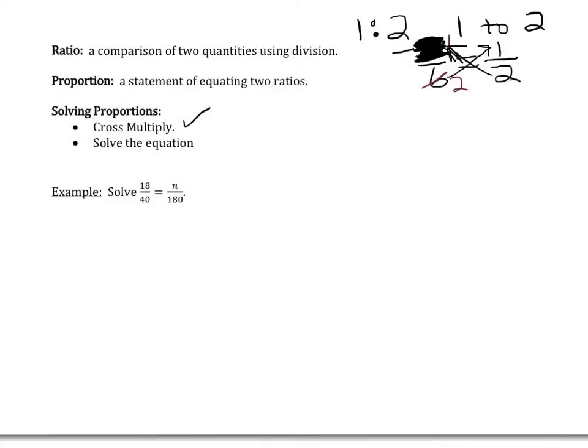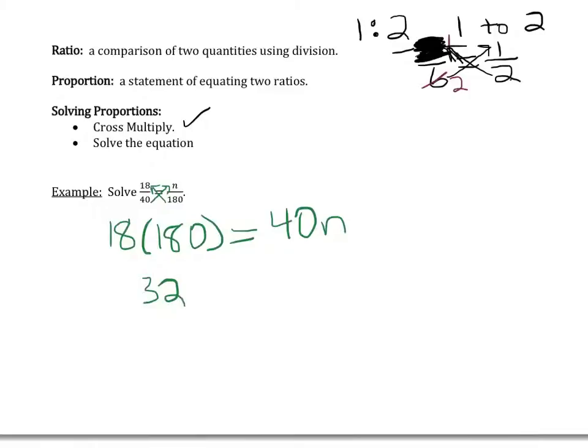This one says to solve the proportion 18/40 equals n/180. And so what I'm going to do is use that technique of cross multiplying. I'm going to multiply the 18 times the 180, and I'm going to write it here before I do my calculation. And I'm going to multiply the 40 by the n. That'll give me 40n. 18 times 180 is 3,240. And then 40n is just 40n.